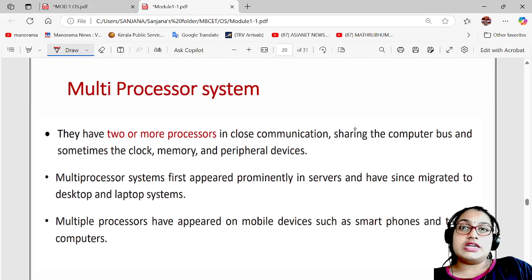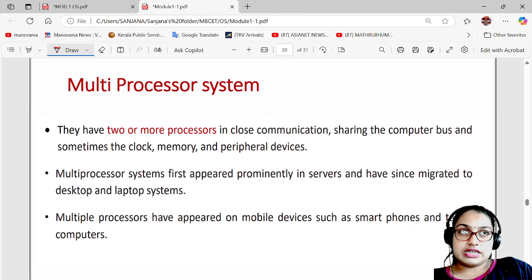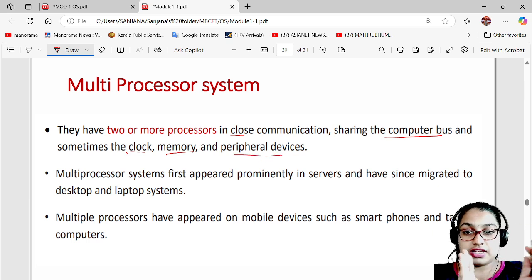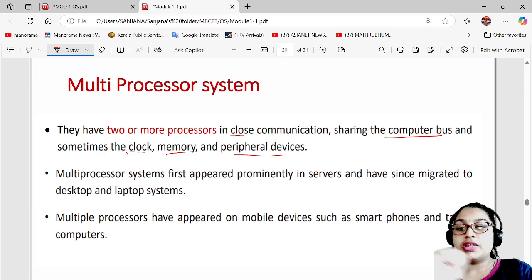Then we have the multiprocessor system. So they have two or more processors. Single processor was called so because it only had one main CPU. In multiprocessor, it will have two or more processors in close communication, sharing the computer bus, the clock, memory, and peripheral devices, because they are in close communication.